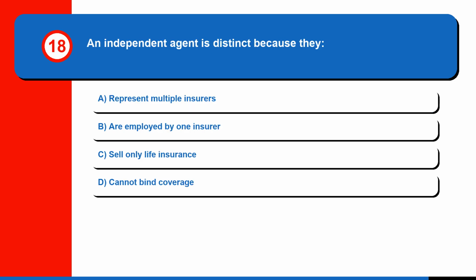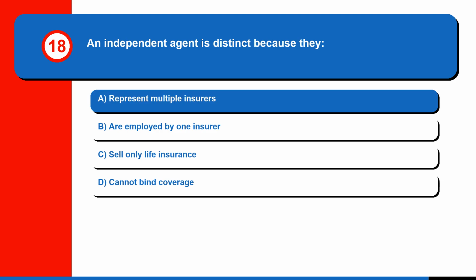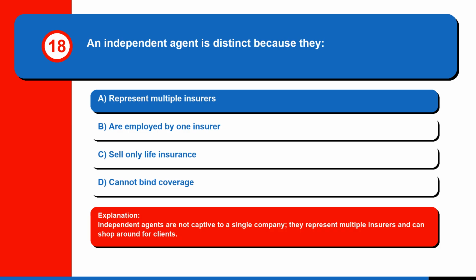Question 18. An independent agent is distinct because they A. Represent multiple insurers. B. Are employed by one insurer. C. Sell only life insurance. Or D. Cannot bind coverage. The correct answer is A. Represent multiple insurers. Independent agents are not captive to a single company. They represent multiple insurers and can shop around for clients.